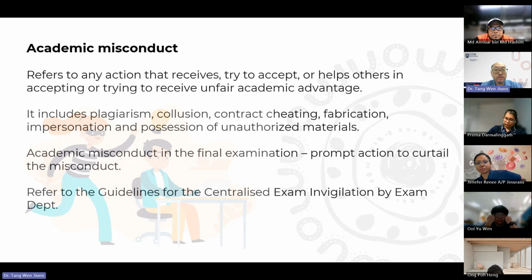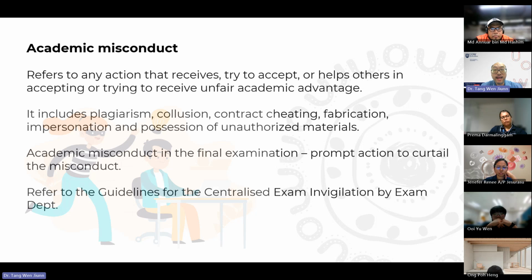So cheating, in terms of the coverage, can be very broad. So you can see over here, plagiarism, collusion, contract cheating, fabrication, the list goes on, okay? Unauthorized materials, impersonation. So anything that is not you coming up with the answer is considered as academic misconduct.